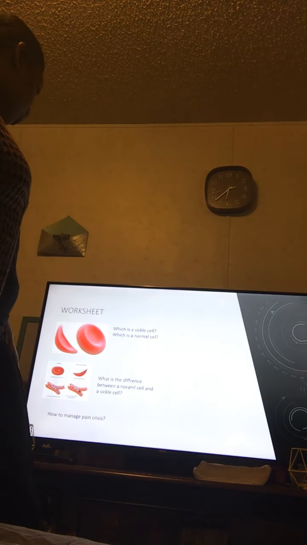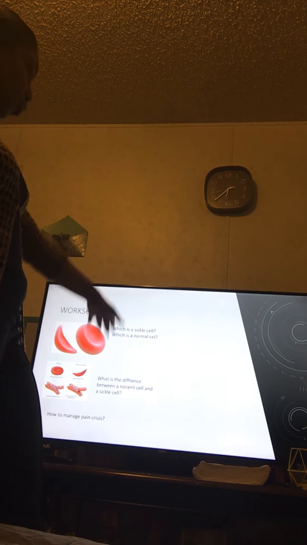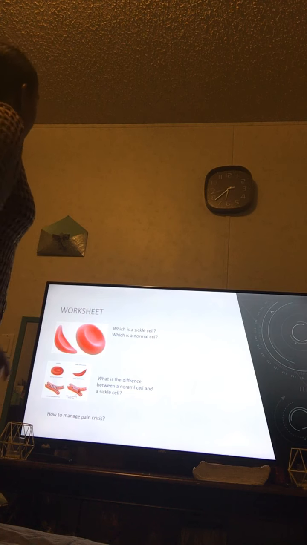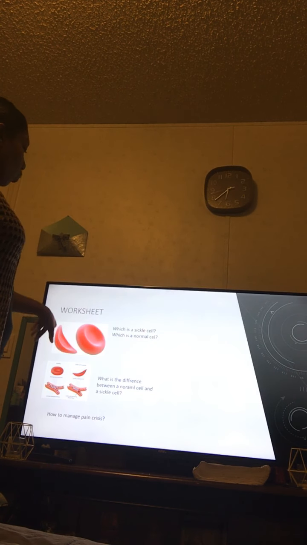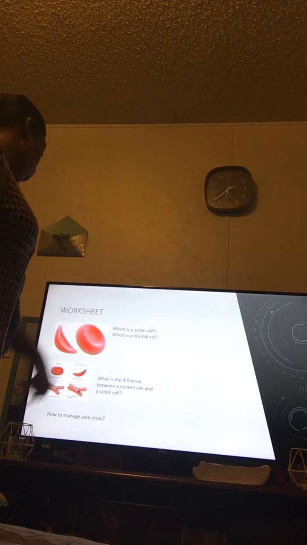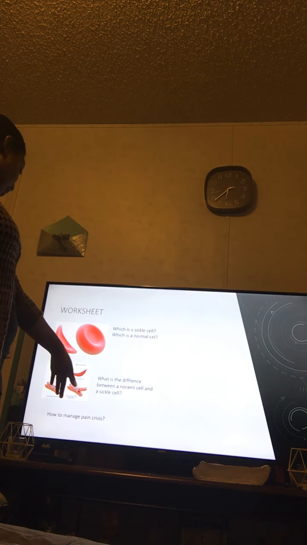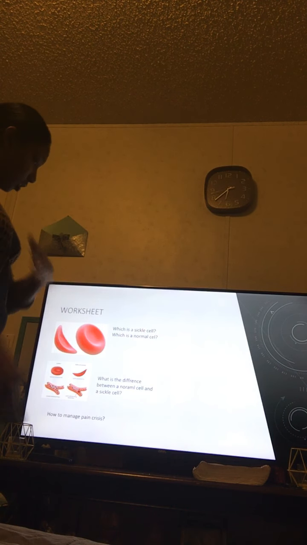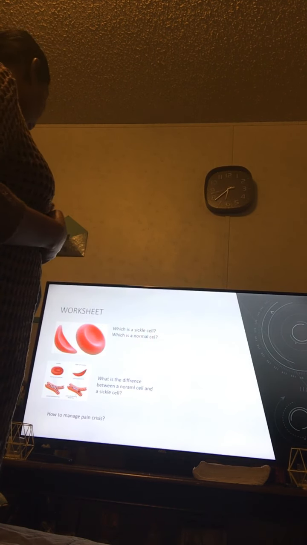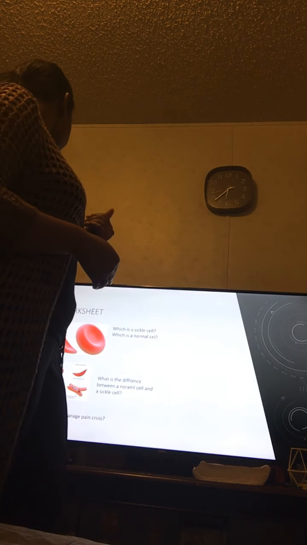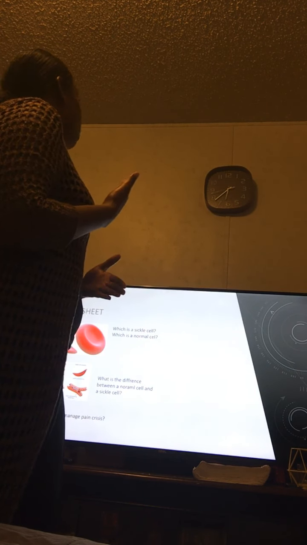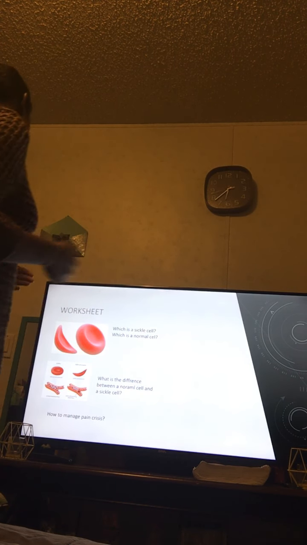Okay, now let's answer some of these questions, class. Which one is a sickle cell and which one is a normal cell? As we talked, sickle cell is going to be that moon crescent shape, and the normal cell is going to be the circular shape, okay? What is the difference between a sickle cell and a normal cell? Normal blood cell, healthy. Sickle cell: see how it's obstructed and blocking. How to manage pain crisis, as we talked about: walks, relaxation techniques, distractions.